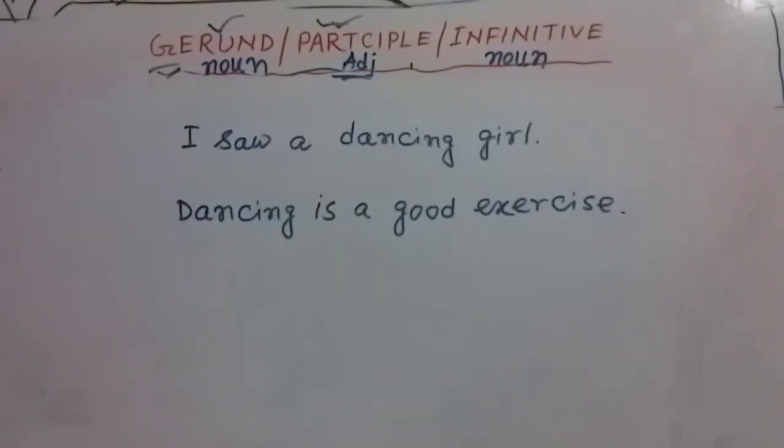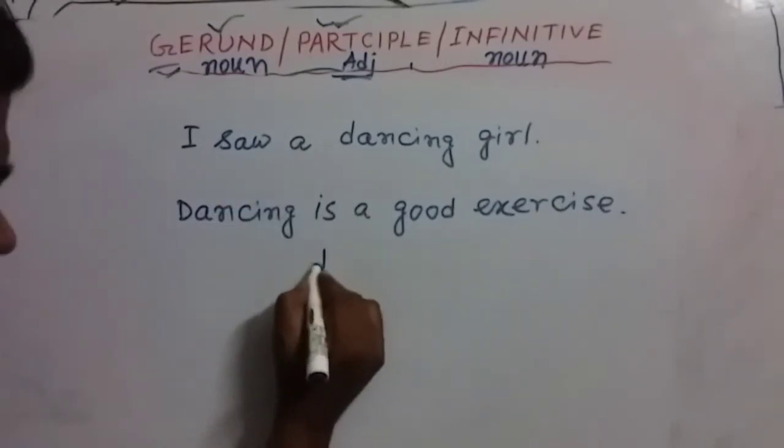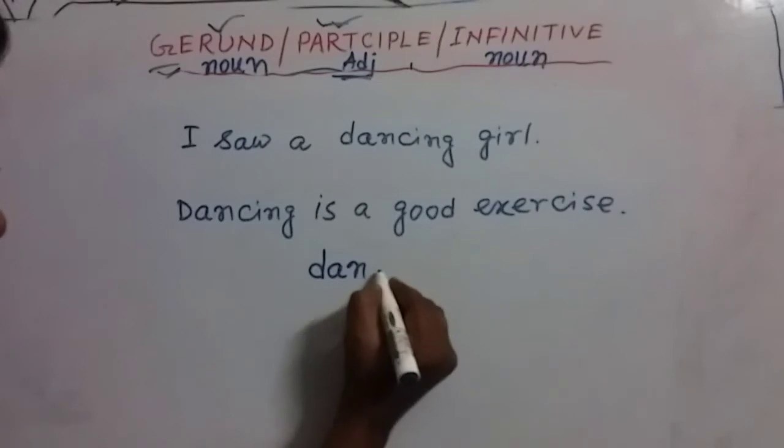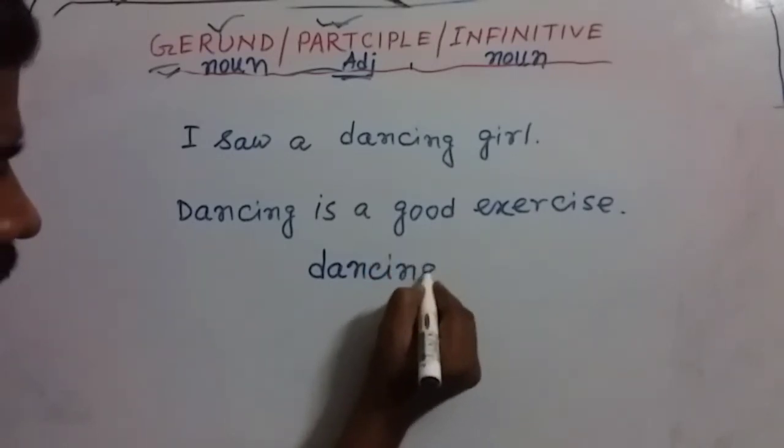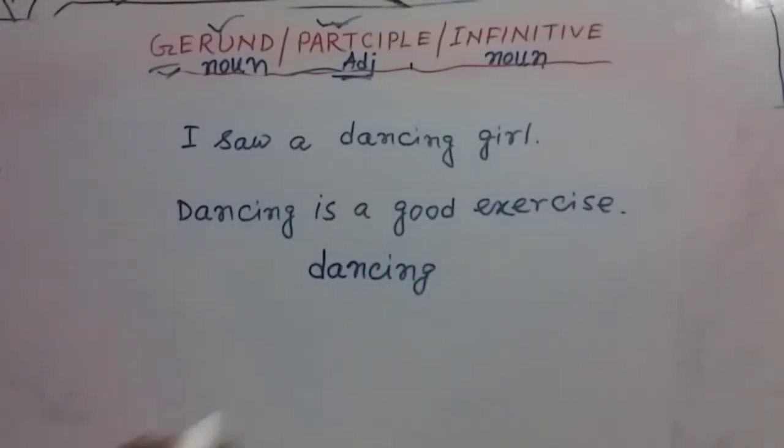Now, my dear friends, consider these two sentences. Now, my dear friends, one thing: suppose a verb with ing.